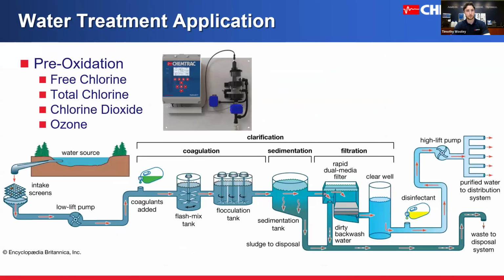So I'm going to move a bit into water treatment applications. Where do we test in water treatment and why? Pre-oxidation is one. It's slightly less common, but it is an area where we would add disinfectants. So we can put detectors for free chlorine, total chlorine, chlorine dioxide, or ozone.